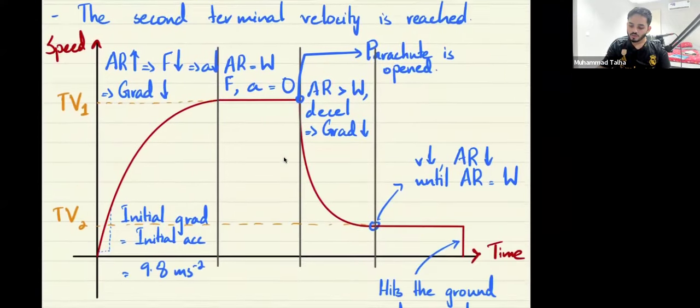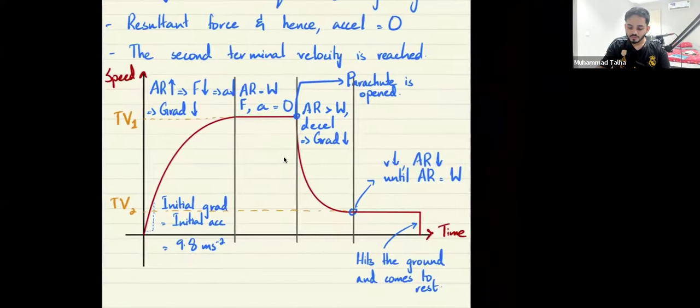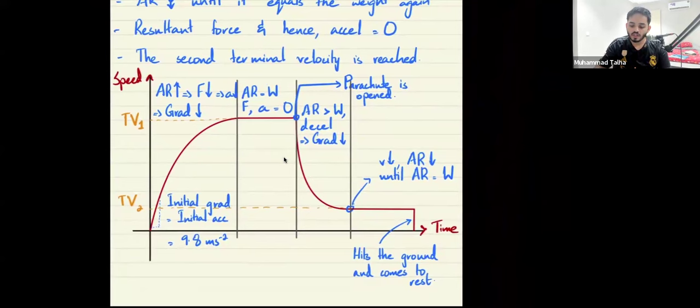So this one, if you guys remember, initially this is the speed time graph of a falling parachutist. Initially, it falls with acceleration due to gravity. This is the initial gradient. And then because of air resistance increasing, the resultant force decreases and hence acceleration decreases, which is why the gradient decreases. And when the air resistance equals the weight, the force and the acceleration become zero. So we reach the first terminal velocity.